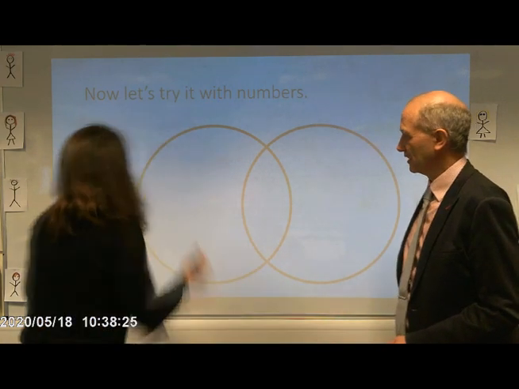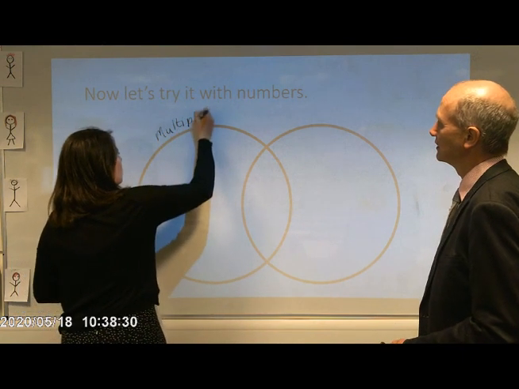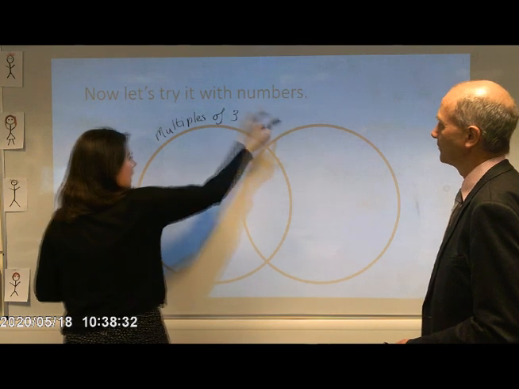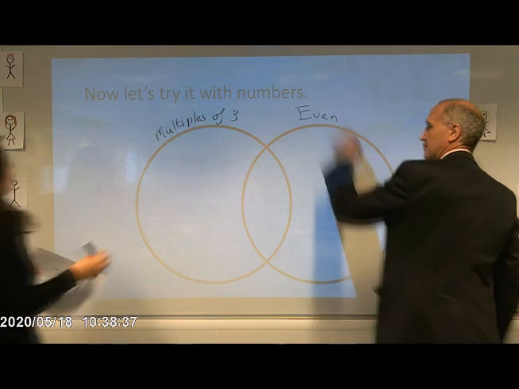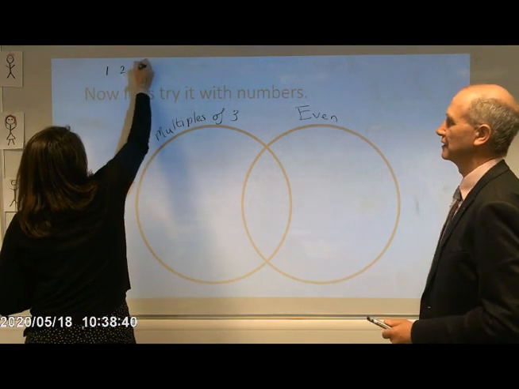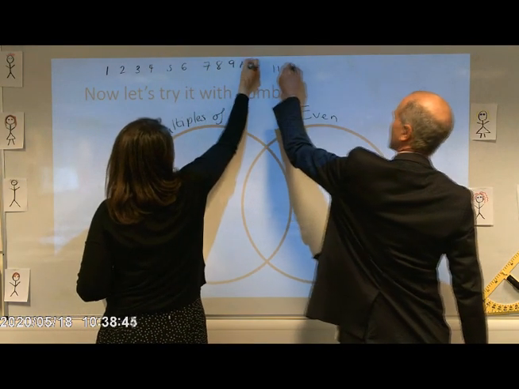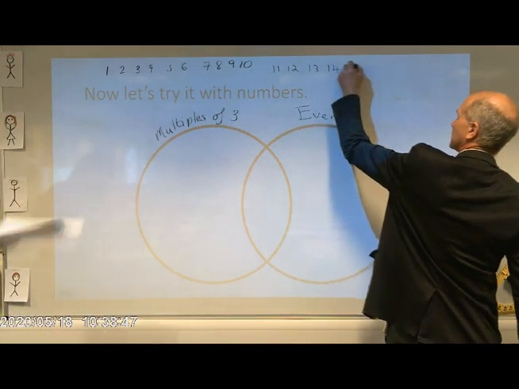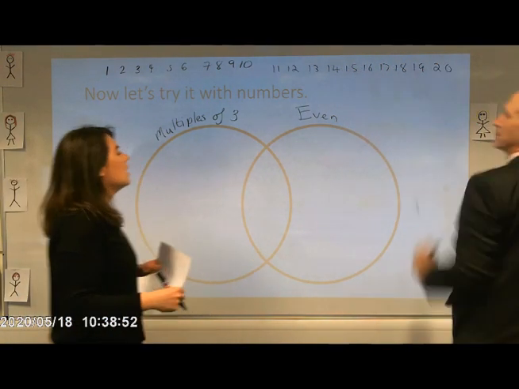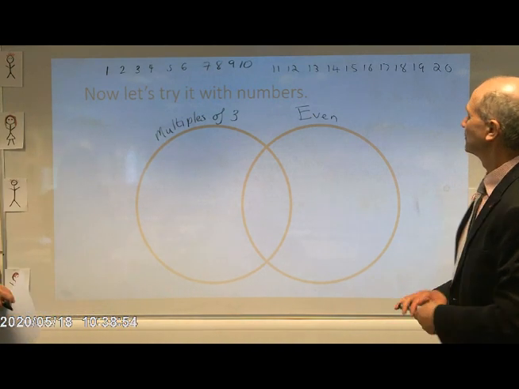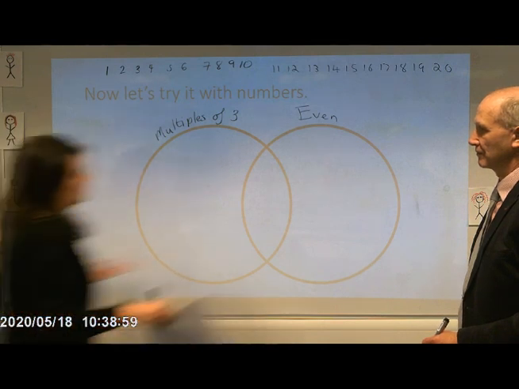The first one that we're going to do has 2 categories: multiples of 3 and even. We're going to be sorting the numbers from 1 to 20. On your sheet, you have those numbers written out for you. We want them written out because we don't want to miss any, and we want to cross them off as we go. When you're filling in a Venn diagram, the best place to start is the middle.